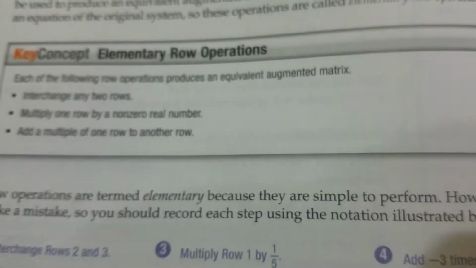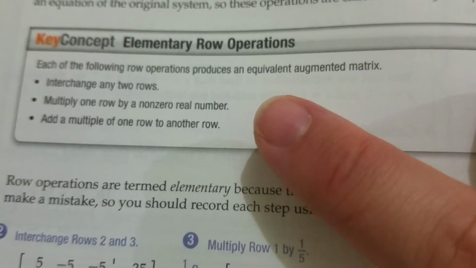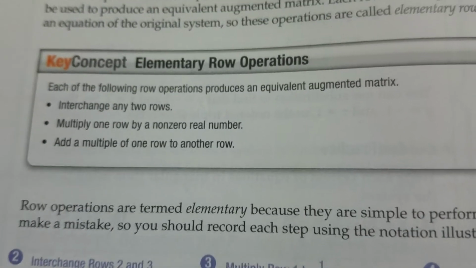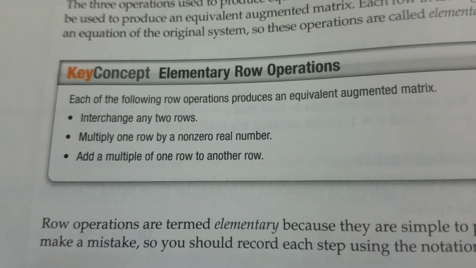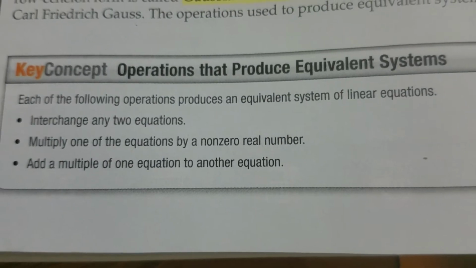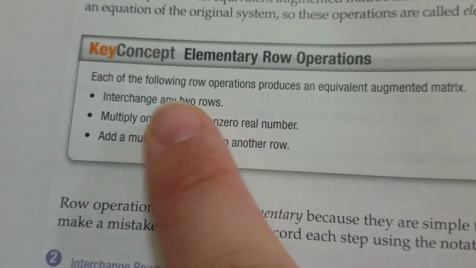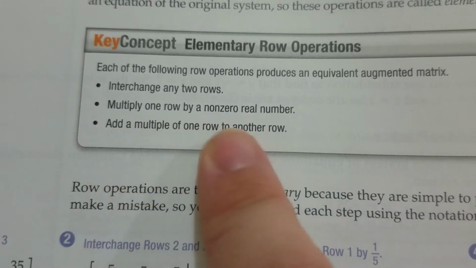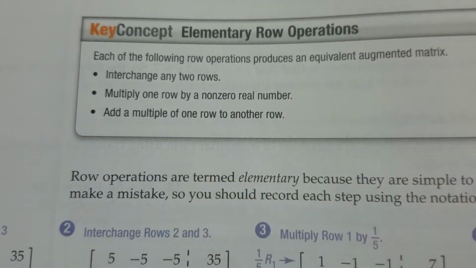So just a little bit about row operations. This is stuff you're allowed to do with matrices to make an equivalent augmented matrix. It's basically the same as what we had on the page before for equivalent systems. You can interchange any two rows, you can multiply one row by a non-zero number, or you can add a multiple of one row to another row.